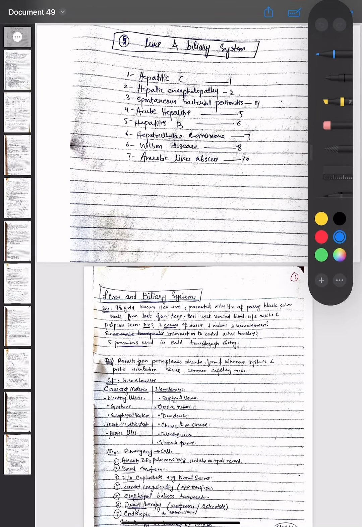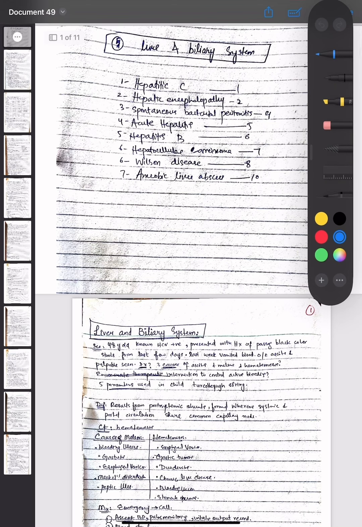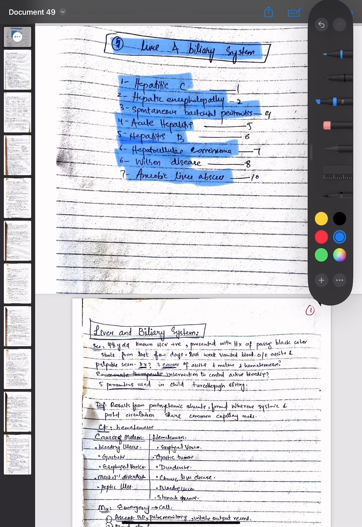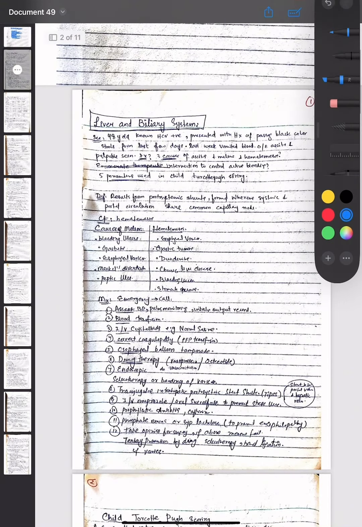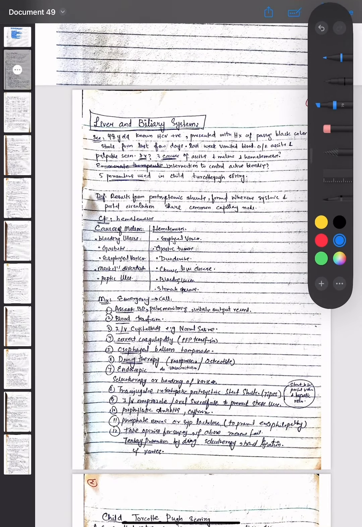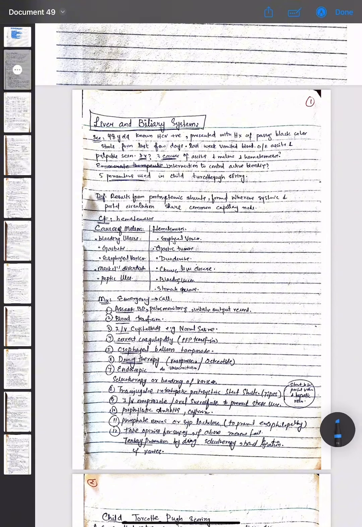We are starting the unit liver and biliary system. The important topics that we will be discussing in this video are given. These are hepatitis C, hepatic encephalopathy, spontaneous bacterial peritonitis, acute hepatitis, hepatitis B, hepatocellular carcinoma, Wilson's disease, and amoebic liver abscess. So the first topic that we will be discussing today in the liver and biliary system is hepatitis C.